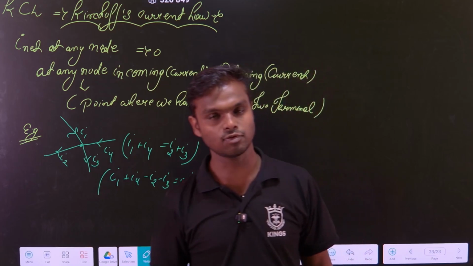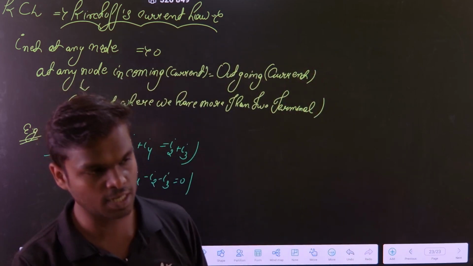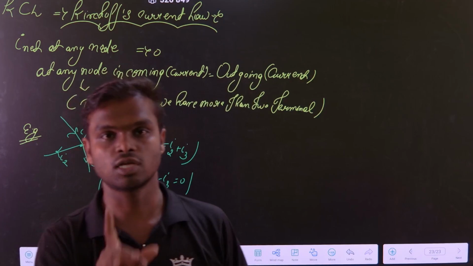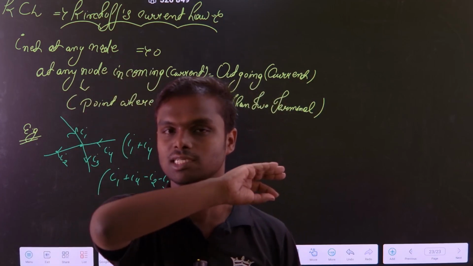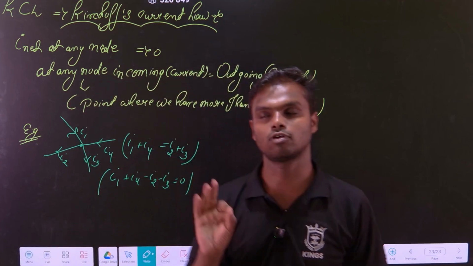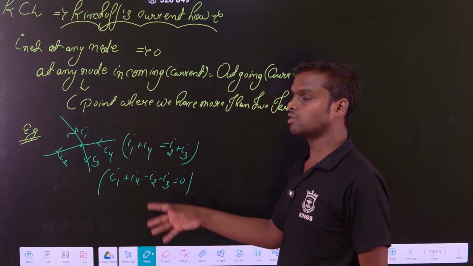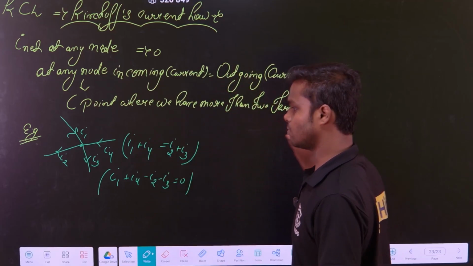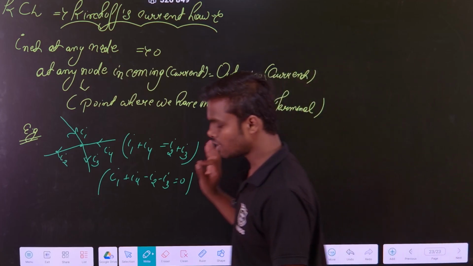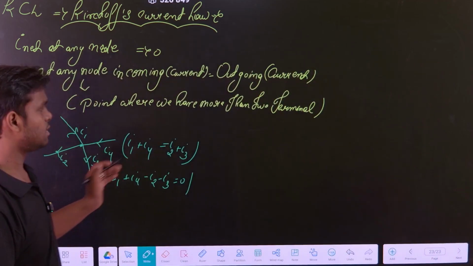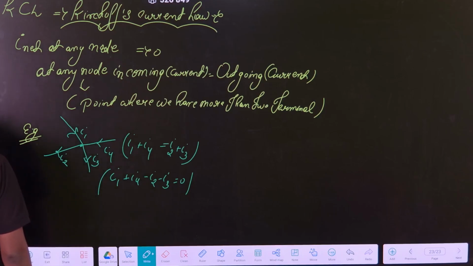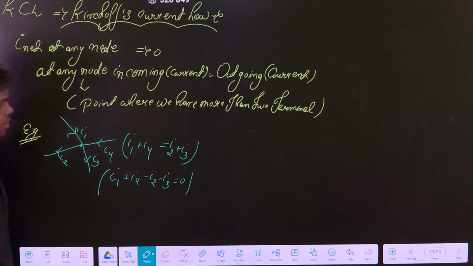If you don't want any confusion of positive and negative, just remember one thing: total incoming current is equal to total outgoing current. That is sufficient for you. Whatever the total incoming current at the node, that is equal to the total outgoing current of the node. That is a simple approach you have to remember. Clear? It is very important, but very easy. KCL is very easy. We will see how to solve questions on KCL also. Is it clear? Any doubt?